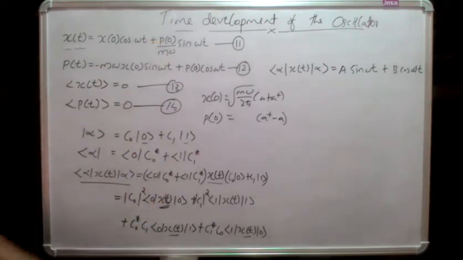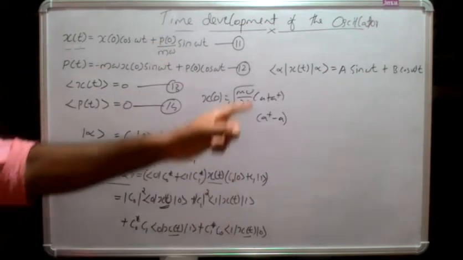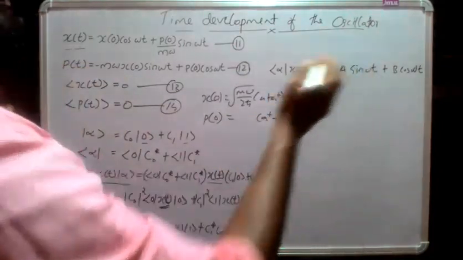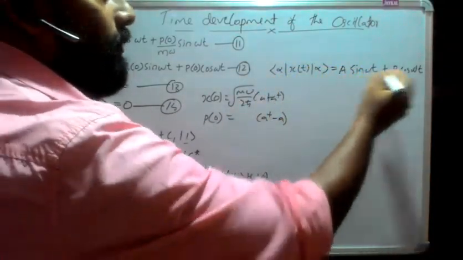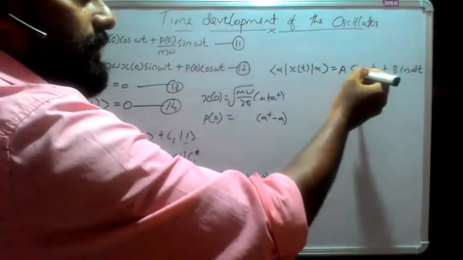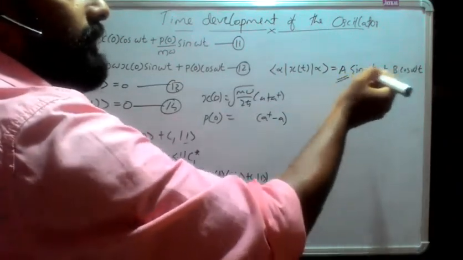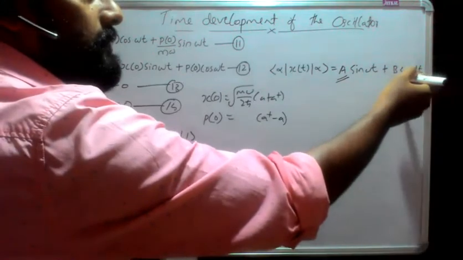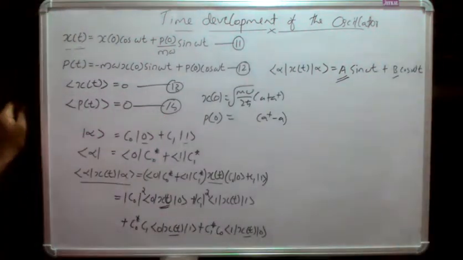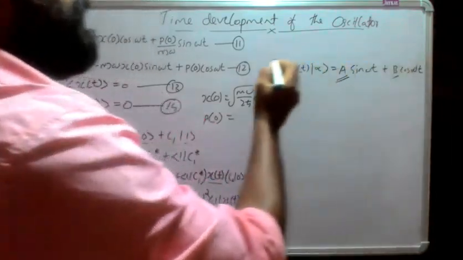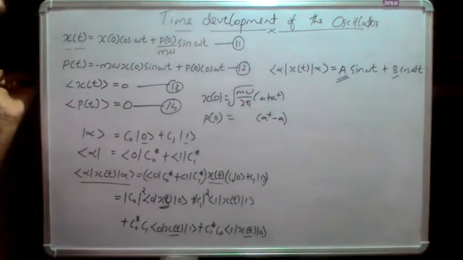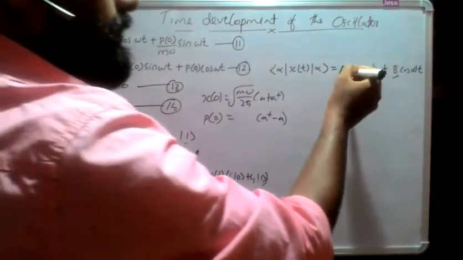We need to do a lot of steps for it, and I'll say that finally we will get the expectation value in this form: A sin omega t plus B cos omega t. As far as the physical significance of this expectation value is concerned, I'm not doing the whole steps. So I don't know the value of this A, and I don't know the value of B also.